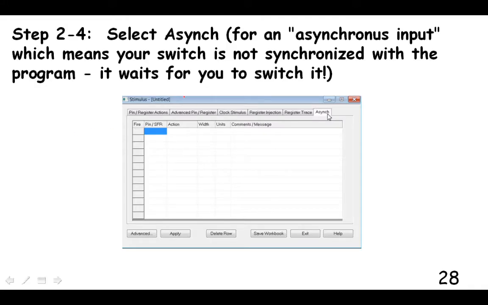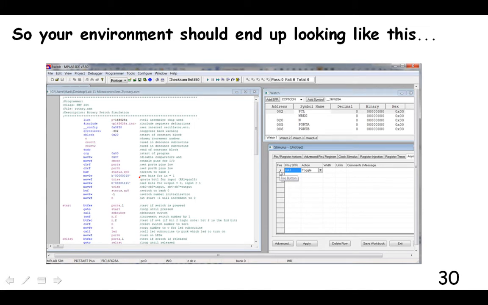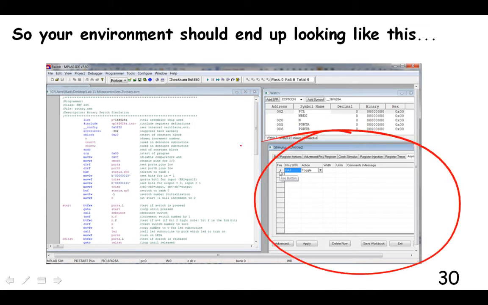And the way we do that, this is that same window, you have to press asynchronous because that means that the switch is not synchronized with the program. It's waiting for some outside human being to switch it on or off. That's asynchronous. Okay, and then you need to set this to RA1 so that that switch is going to toggle the state of that pin up and down. I should say that bit, and the action is going to be toggle. So you have to select those two things, and then whenever you press this button right here, you're going to toggle it either on or off. So this is what your environment will look like once you've set this up for yourself.